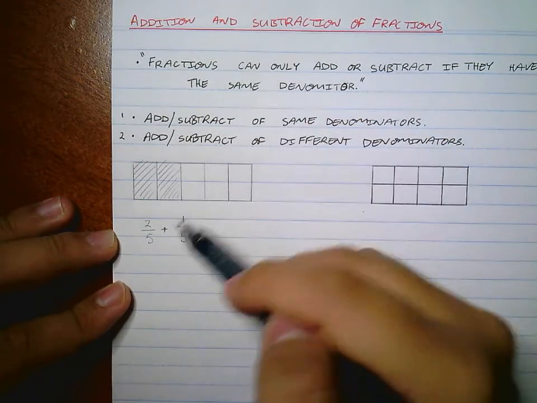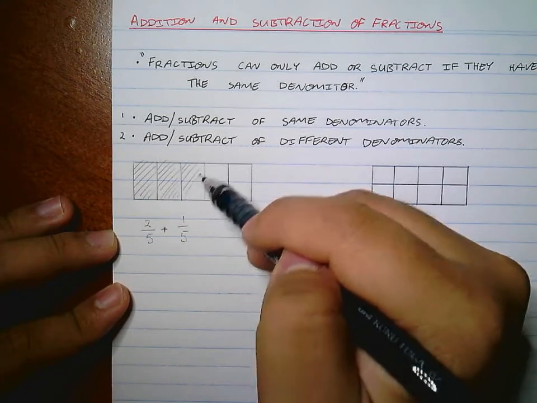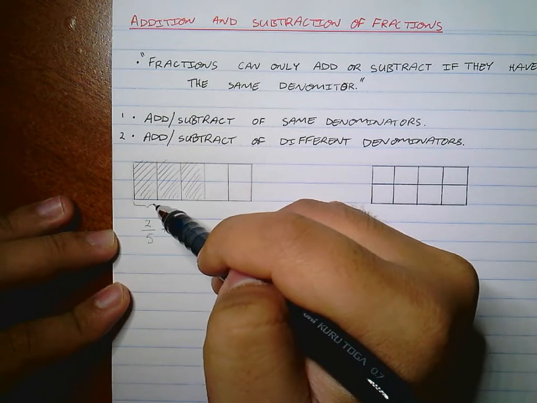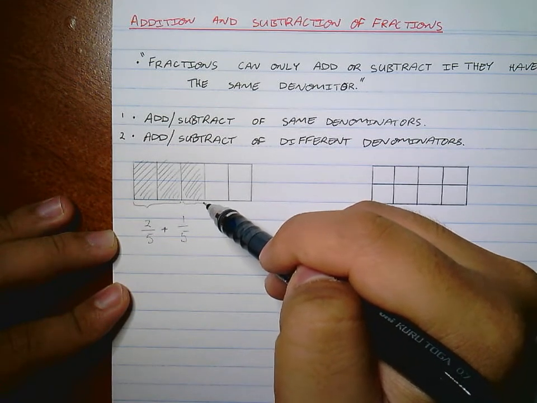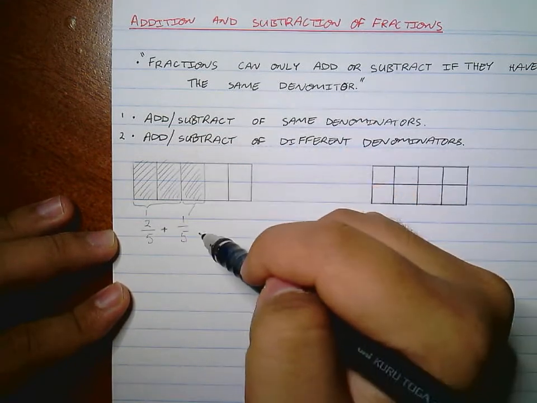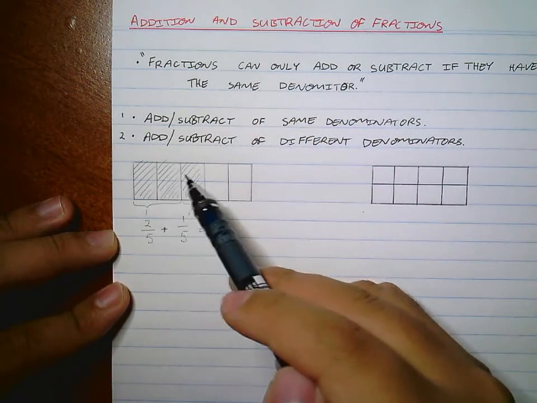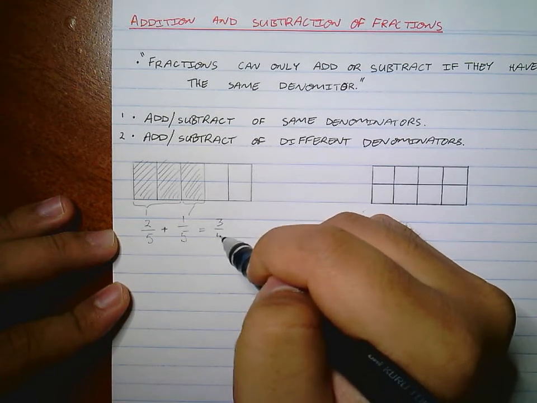And if I add another fifth, adding is as if we're shading another one. So there's my 2 fifths, and there is my 1 fifth. How many fifths does it give me in total? Well, it's pretty obvious that we can count that as 3 out of the 5 shaded. So that's 3 out of the 5.